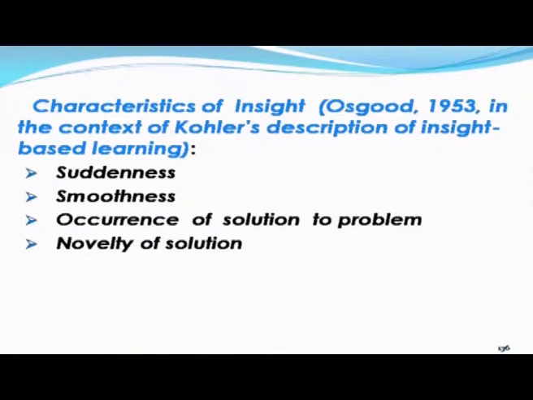Osgood has specifically pointed out characteristics of insight. The first one is what is called suddenness. We have already seen that in our discussion. The second one is smoothness, which implies that the transition from making many errors into making no errors at all comes suddenly, but then the process remains smooth without any jerks or starts. In other words, once the solution has been found, there would not typically be cases where the same high number of errors would be repeated.